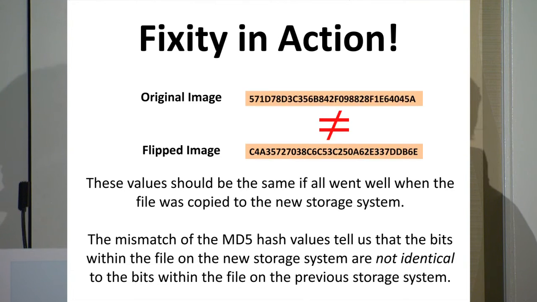So here's an example of fixity in action for our Migrant Mother images. The MD5 hash value of the original image on the top does not match the hash value of the so-called flipped image on the bottom. Some sort of change occurred. At this point, I don't know what that change is or its extent. But because I compared the fixity data generated before the file was moved to the fixity data generated after the file was moved, I know that the bits within the file on the new storage system are not identical to the bits within the file on the previous storage system. The bit level integrity is broken. These two files are not the same, and they should be. And that's a problem within a digital preservation environment.